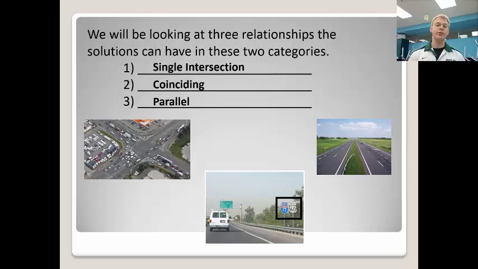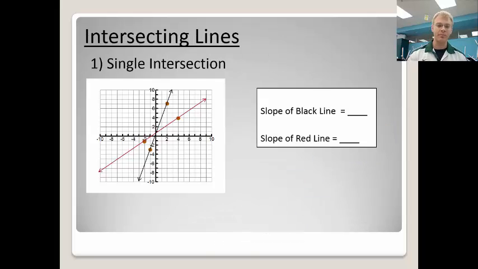So what we're going to do in these notes is take a look at these three relationships and examine what it is about our equations, about the slope, about the ordered pairs that cause these relationships to happen. So let's start off with our intersecting lines. First of all, I want you to take a second, pause the video, and find the slope of the black line and the slope of the red line. Ready? Pause. All right, let's see what you got here.